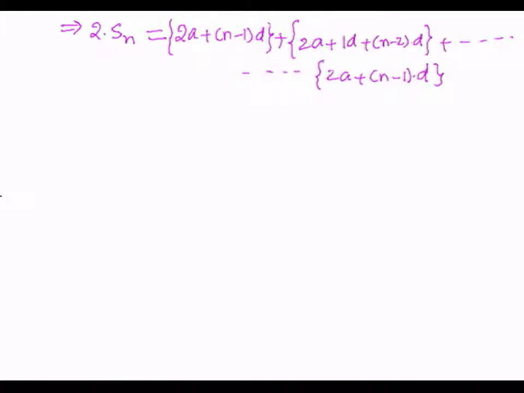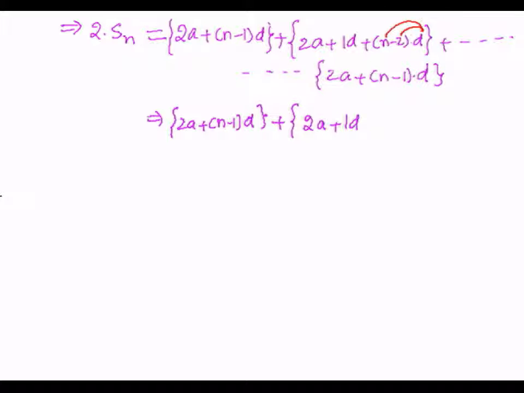Then now, that implies the first term is 2a plus (n minus 1) into d, plus, within the second flower brackets, the first term is 2a plus 1 into d, which is 1d. So here let us multiply each and every term within the bracket (n minus 2) with d into n and d into 2.